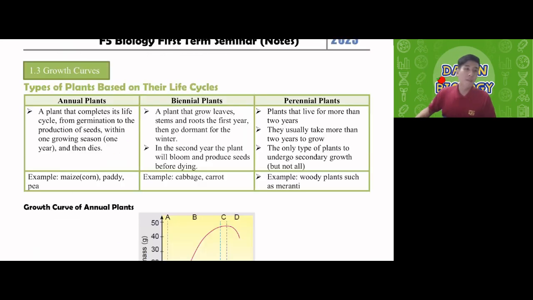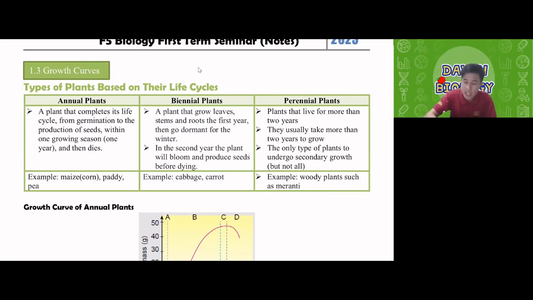Okay, now page number 8. 1.3, growth curves. So this part is called type of plants based on life cycle. Because right here, the question, they always ask type of plants. When you say type of plants, you might think of only what type of plants? So you need to see carefully.